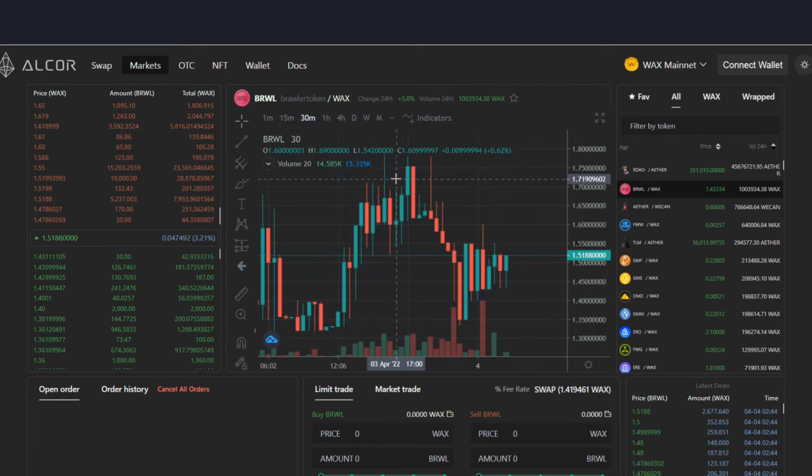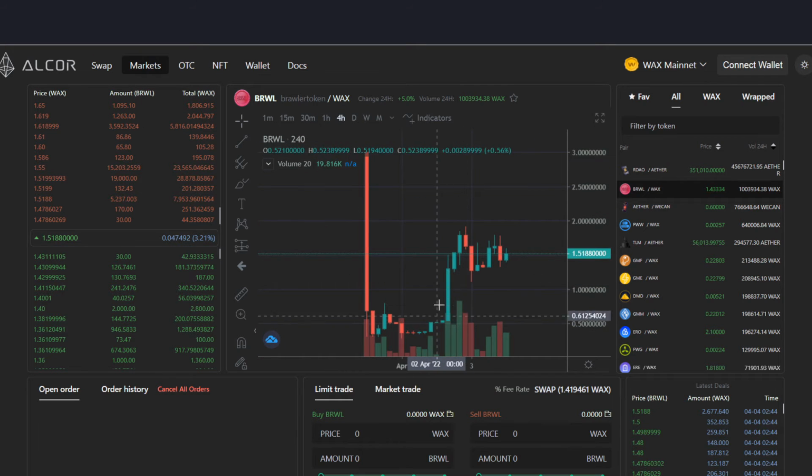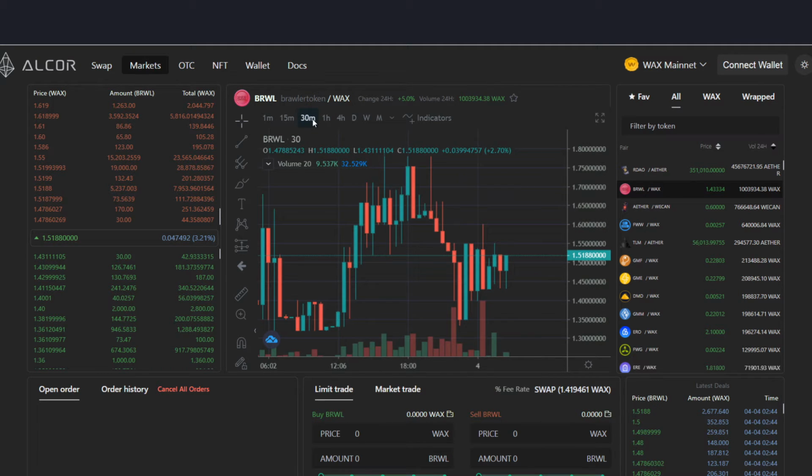So sometimes if you snooze, you lose. But this is a very risky move, in my opinion. And if you ask me, yes, I did not do it. I did not buy any Brawl here and just sell it here, because it's super, super risky, and my risk tolerance is not that great.